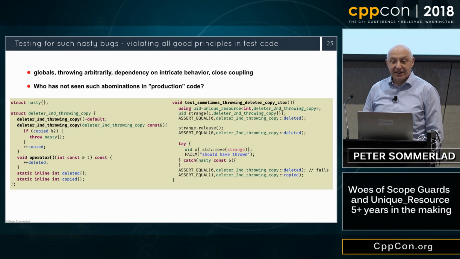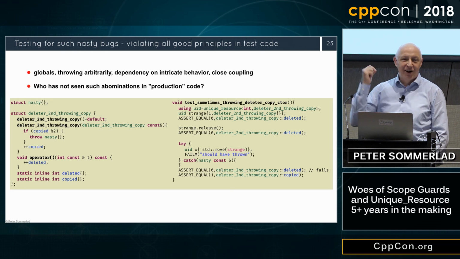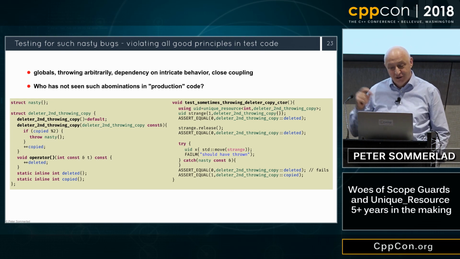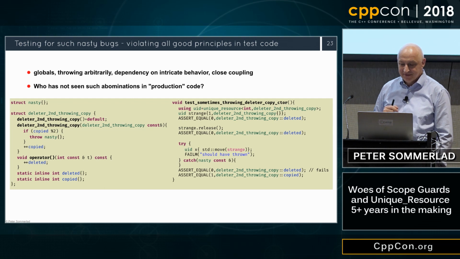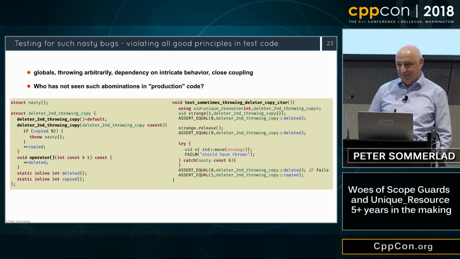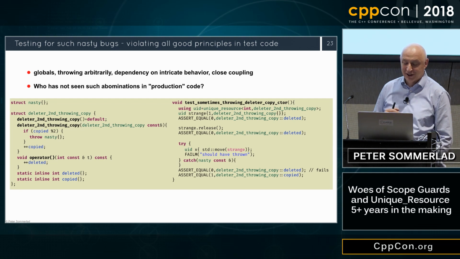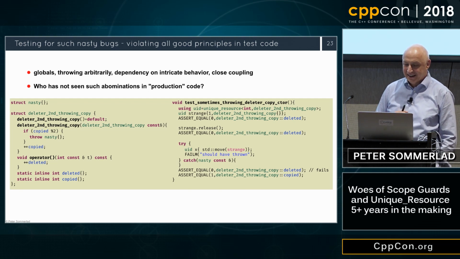How do you test for such nasty things? That is a test case. It violates all good software engineering practices, but it's only for the test case. And it actually has a deleter object that throws on the second copy, on every second copy, but it's only used once and in that test case.